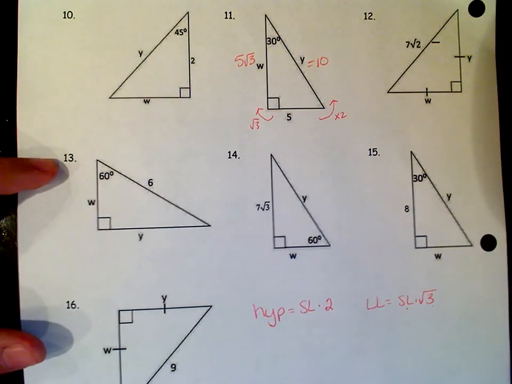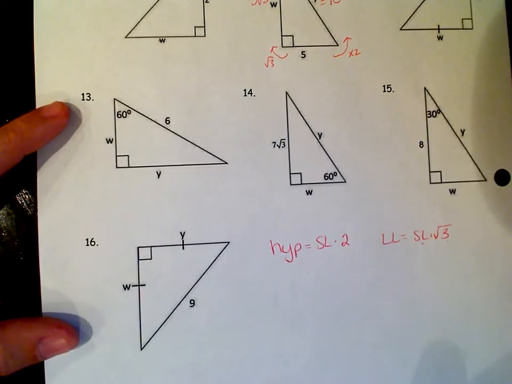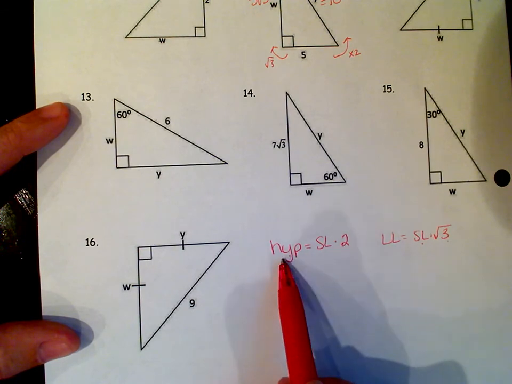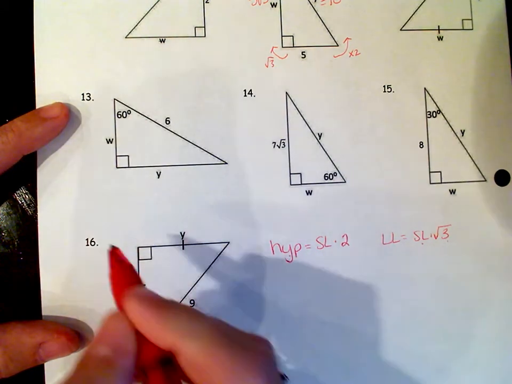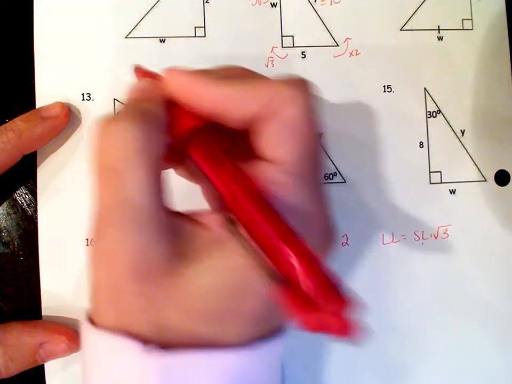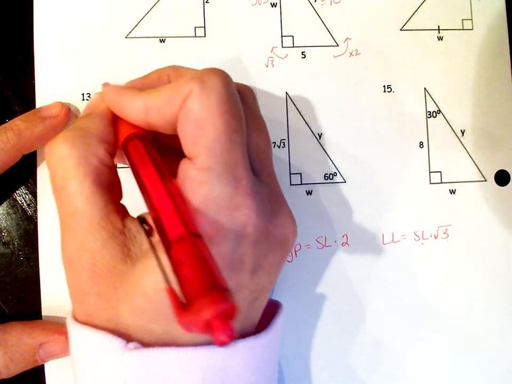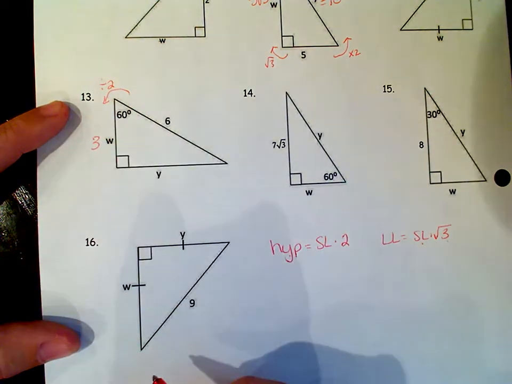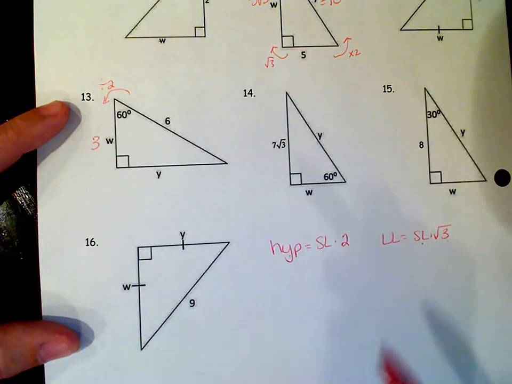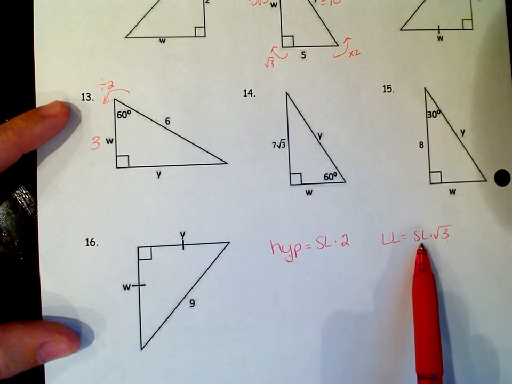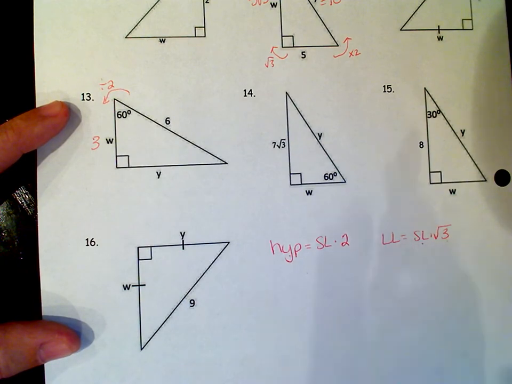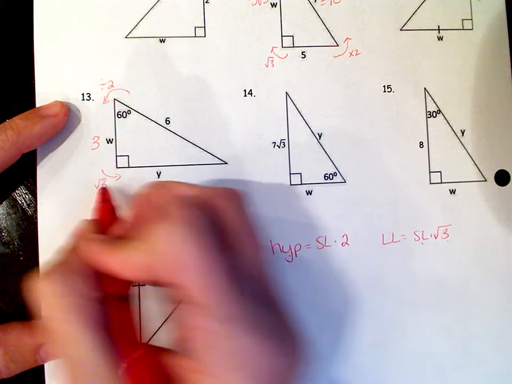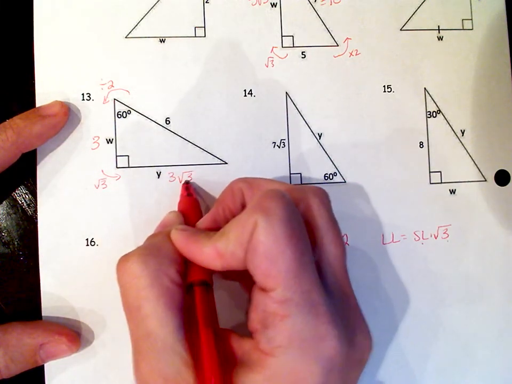On number 13, this time they give you the hypotenuse. Well, when you plug 6 in here, you have to divide both sides by 2 to get your short leg. So instead of multiplying to get your hypotenuse, you're going to divide by 2 to get your short leg. So 6 divided by 2 is 3. And now that you know your short leg, you can plug that in here and multiply it by the square root of 3 to get your long leg. So you're going to multiply this by the square root of 3. So this ends up being 3 square roots of 3.